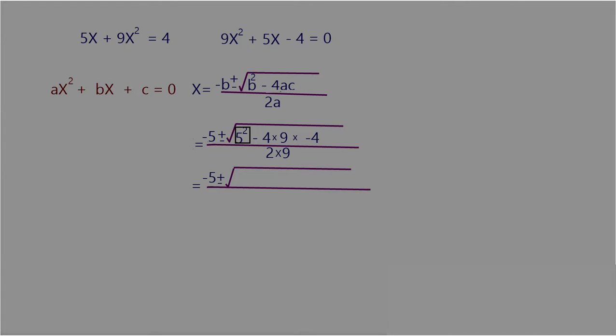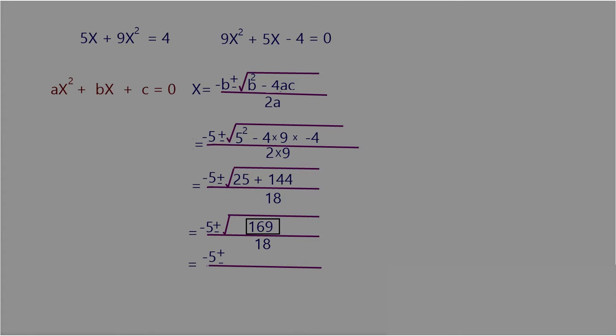5 raised to the power of 2 is 25. Minus 4 times 9 is minus 36. Minus 36 times minus 4 gives positive 144, because multiplying two negative numbers gives a positive result. 2 times 9 is 18. 25 plus 144 is equal to 169. The square root of 169 is 13. So we are only left with minus 5 plus or minus 13 over 18.